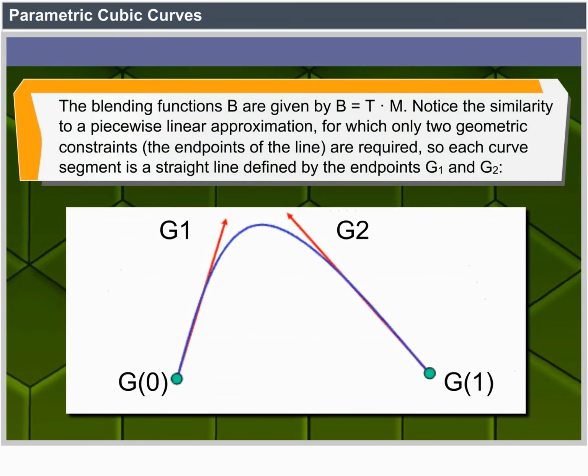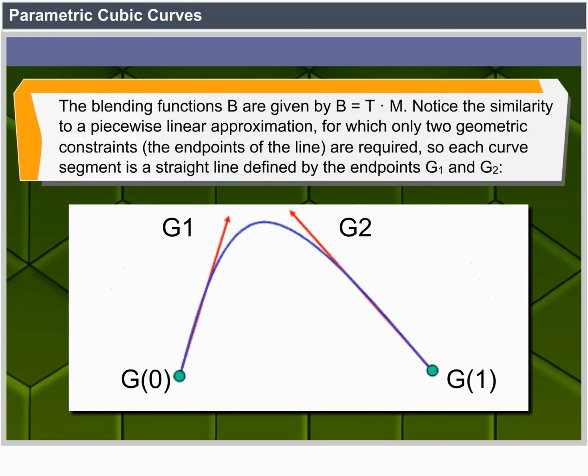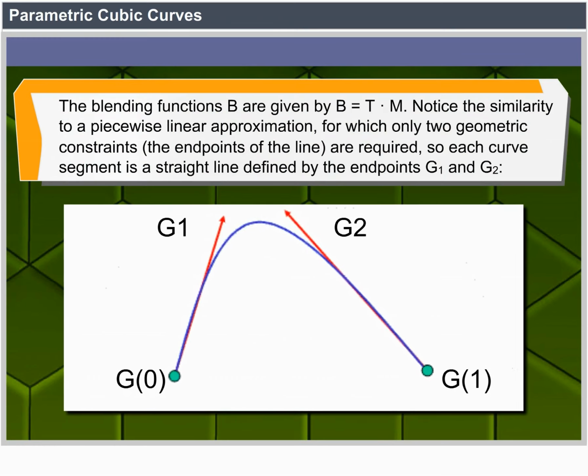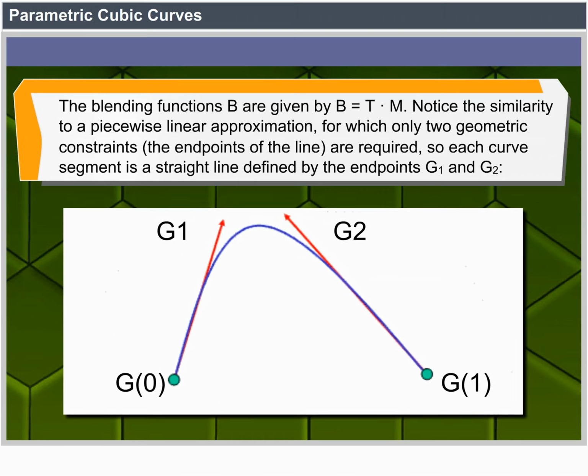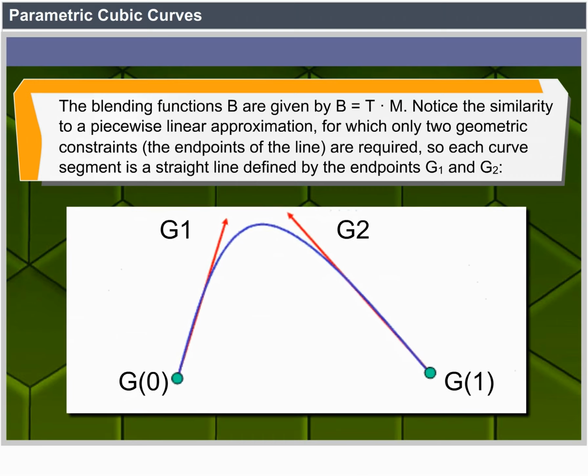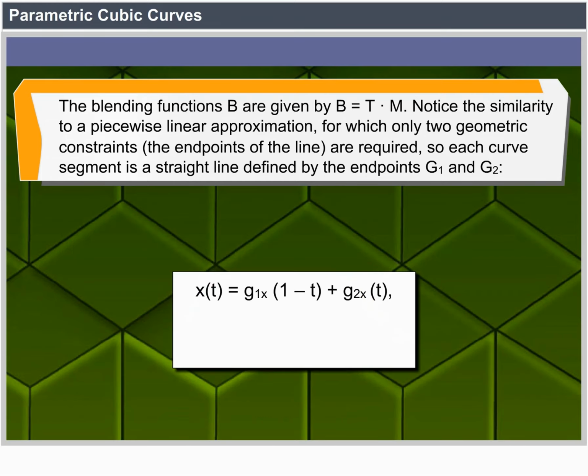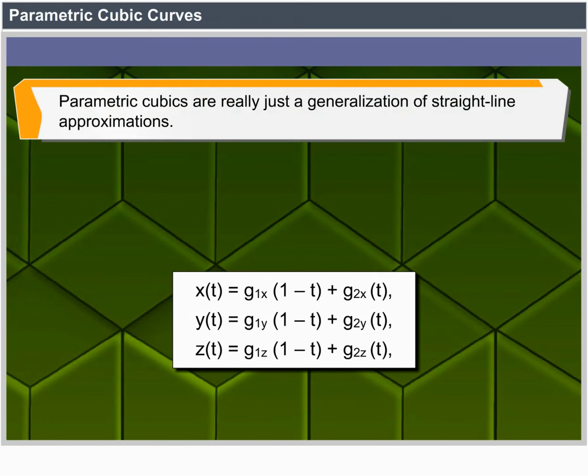Notice the similarity to a piecewise linear approximation, for which only 2 geometric constraints, the endpoints of the line, are needed. So each curve segment is a straight line defined by the endpoints g1 and g2. X of t equals g1x times (1 minus t) plus g2x times t. Y of t equals g1y times (1 minus t) plus g2y times t. Z of t equals g1z times (1 minus t) plus g2z times t. Parametric cubics are really just a generalization of straight line approximations.